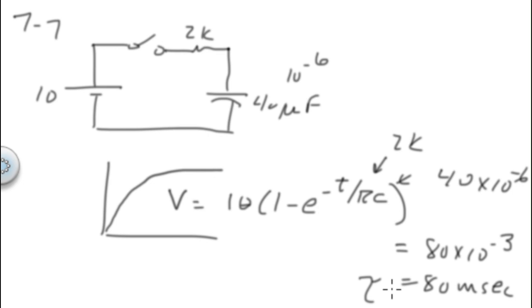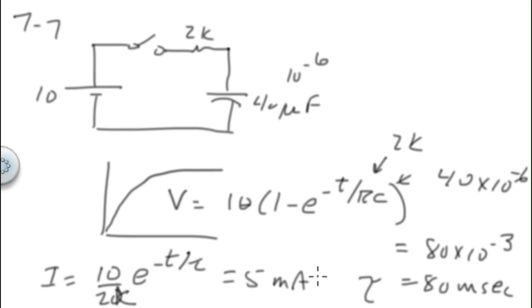And what would be the equation for current? Well, this is the voltage. Current is equal to what? It's 10 over 2K, e to the minus t over tau, or the RC. So it's 10 divided by 2K, or 5 milliamps times e to the minus t over tau.